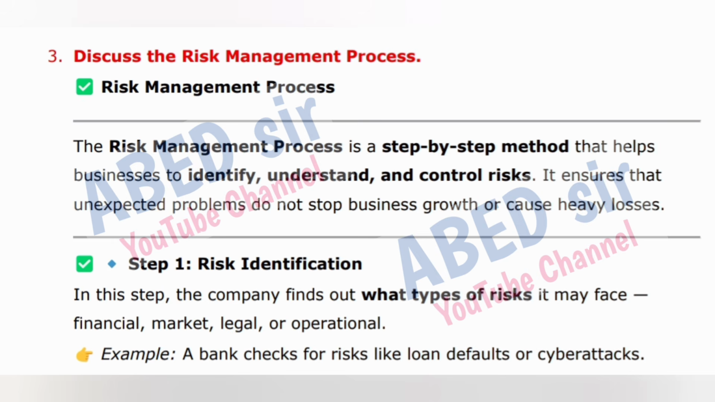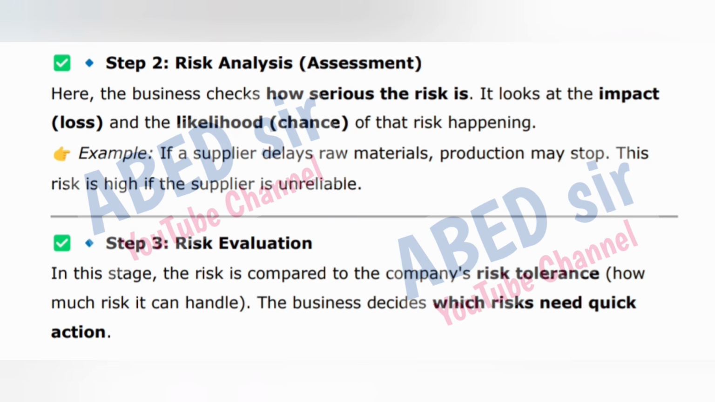Step 1. Risk identification. In this step, the company finds out what types of risks it may face: financial, market, legal, or operational. Example, a bank checks for risks like loan defaults or cyber attacks. Step 2. Risk analysis, assessment. Here, the business checks how serious the risk is. It looks at the impact, loss, and the likelihood, chance of that risk happening. Example, if a supplier delays raw materials, production may stop.